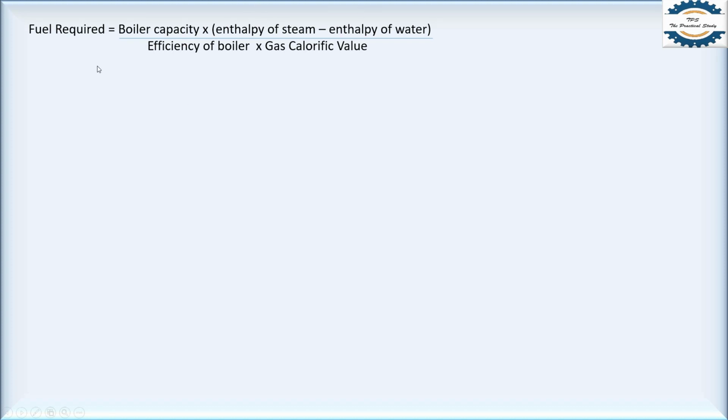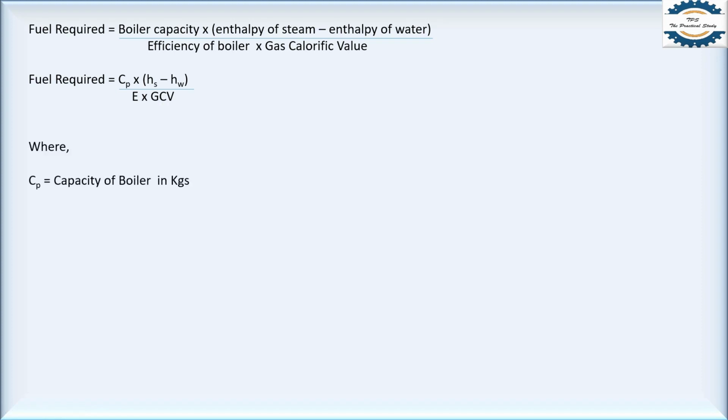So the formula we will use in this calculation is: fuel required is equal to boiler capacity multiplied by the difference of enthalpy of steam and water, divided by efficiency of boiler and calorific value of gas. Now one by one we will discuss all these terms. First we symbolize this formula to make it simpler: Cp is boiler capacity, Hs enthalpy of steam, Hw enthalpy of water, efficiency, and gas calorific value.